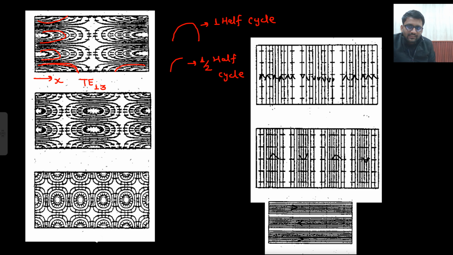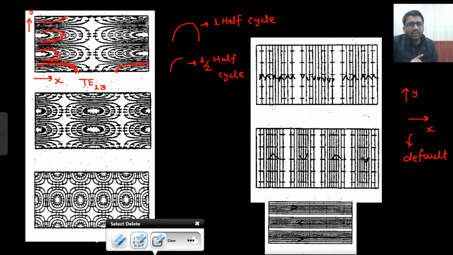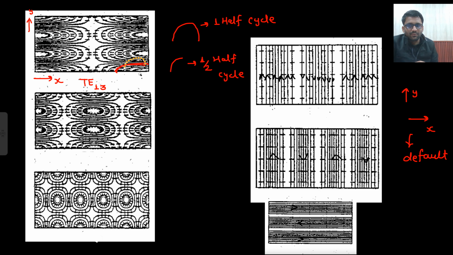This will also be given, that this is X, this is Y. But from now onwards, by default, you will take this as X and this as Y. In the examination, it will be shown that this is X, this is Y. So in the X direction, you see one half cycle, because this is a half cycle and this is a half cycle. So half and half is becoming one half cycle. You are getting one half cycle in the X direction, and 1, 2 and 3 half cycles in the Y direction. So TE13. How it is TE mode, that I will tell you. No need to worry.